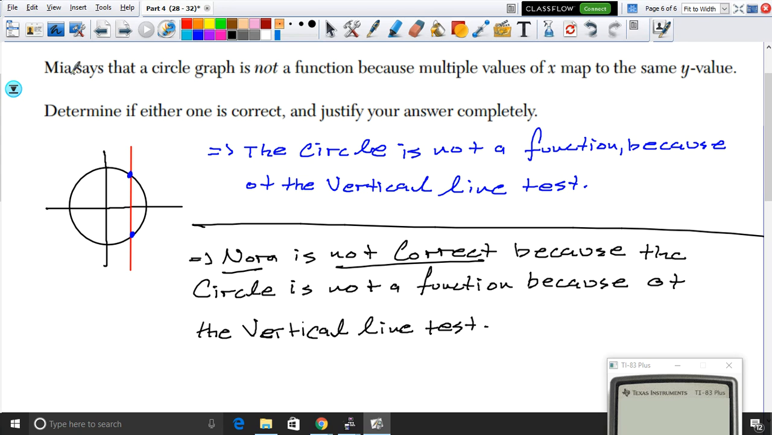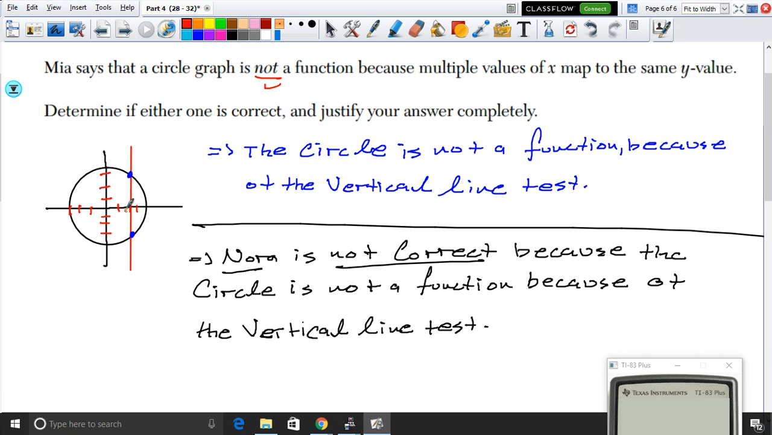So now let's see if Maya is correct. So Maya, let's do it right here in red. Maya says that the circle graph is not a function, which we already said is true. But why is she saying it's not a function? Because multiple values of x map the same y values. Okay, so let's see if this is true. Let's be more specific with our graph here. Let's actually give them some points.